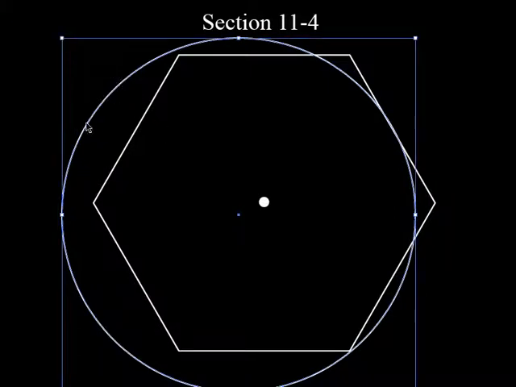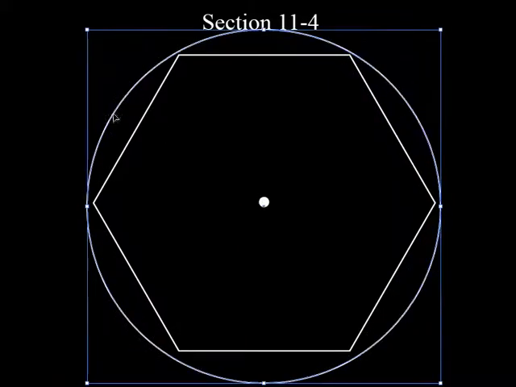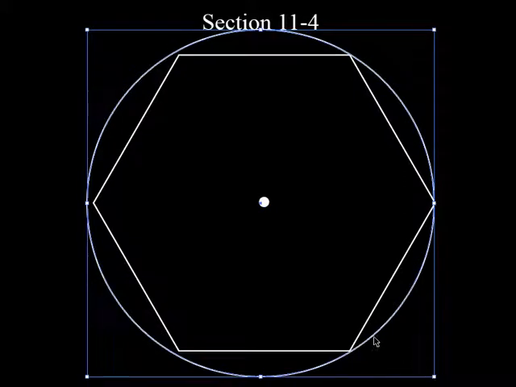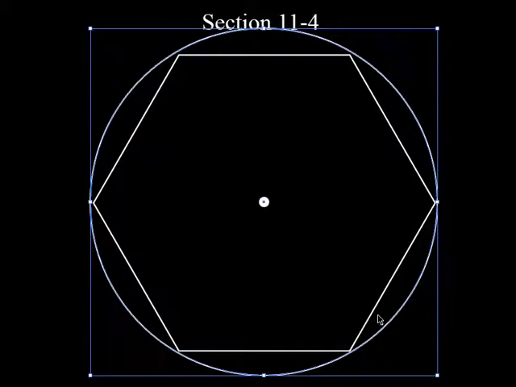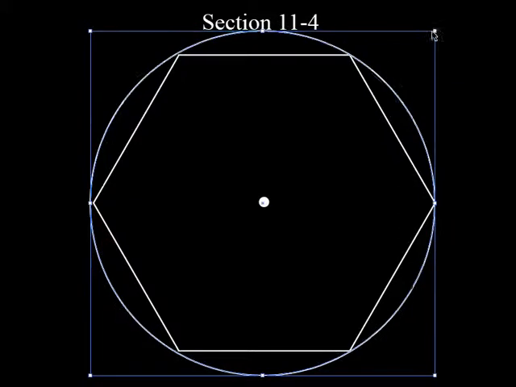And watch, if I made a circle, and it touches the points of this polygon, it would be a circumscribed circle. So the circle is circumscribed. Make it just a little bit smaller.